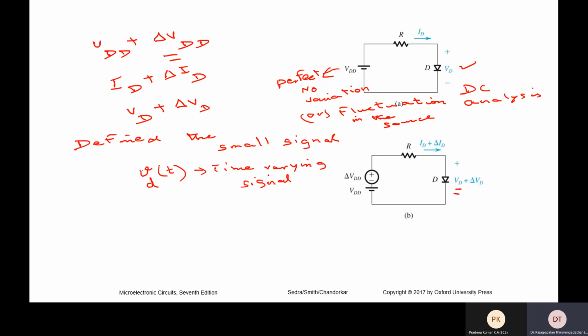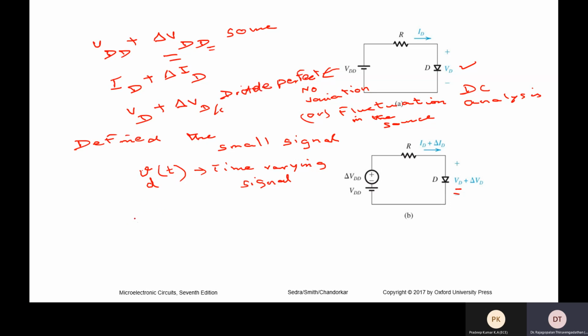So vd of t, the time varying signal, that is the delta VD I'm talking about here. Delta VD, right? So that is across the diode. So this is the source. Double D represents source, single D represents the diode. I'm just recalling what we wrote in the morning.